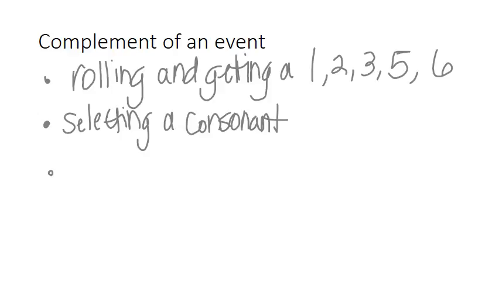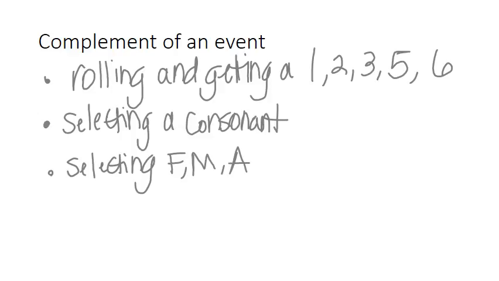Okay, what's the complement of selecting a month of the year and getting a month that begins with the letter J? That means selecting a month other than J. So not January, so February, March, April, May. We already have an M. June, July, can't use those. August, we already got an A. September, October, November, December. Selecting a month with any one of those would be the opposite of getting one with a J.